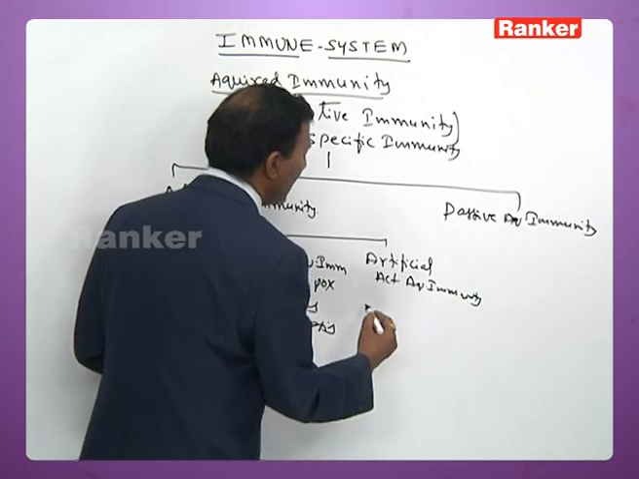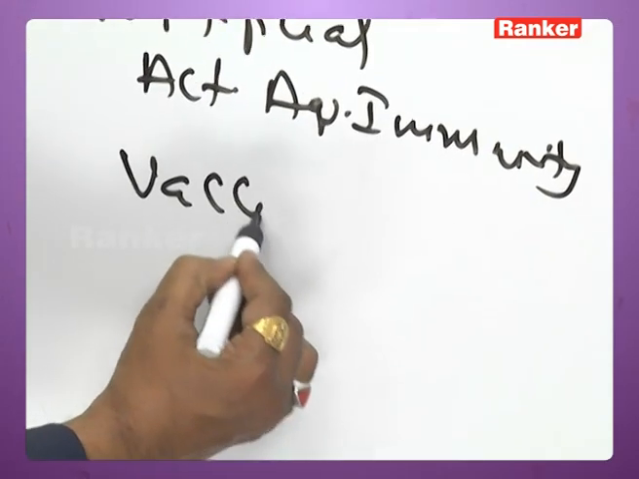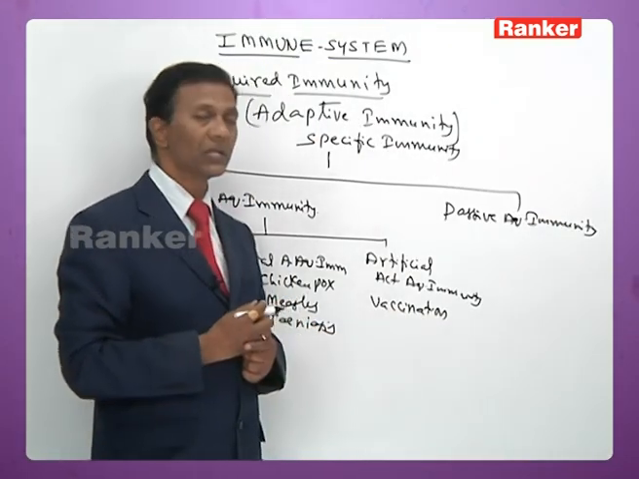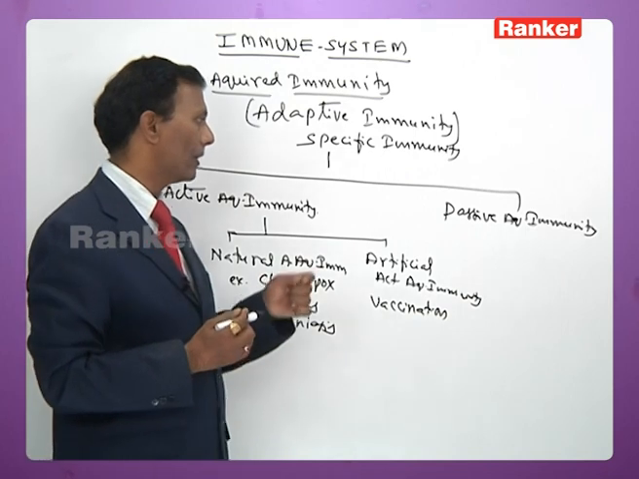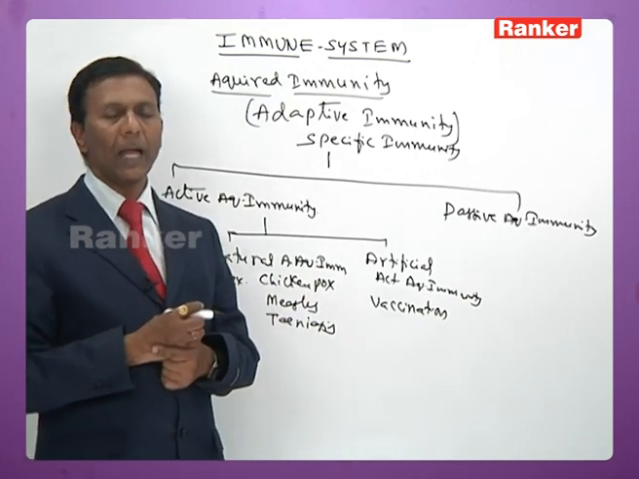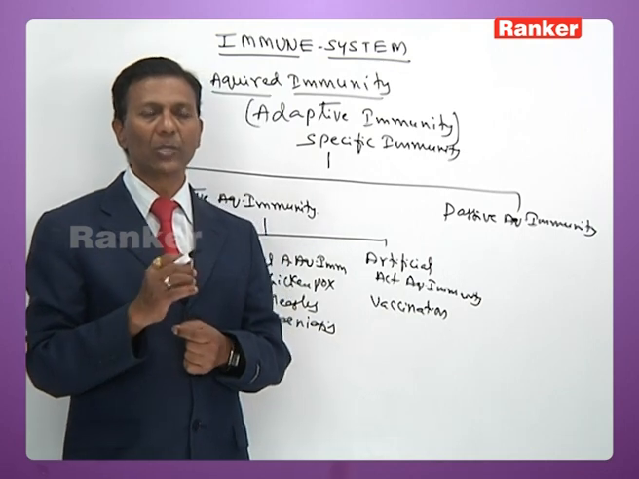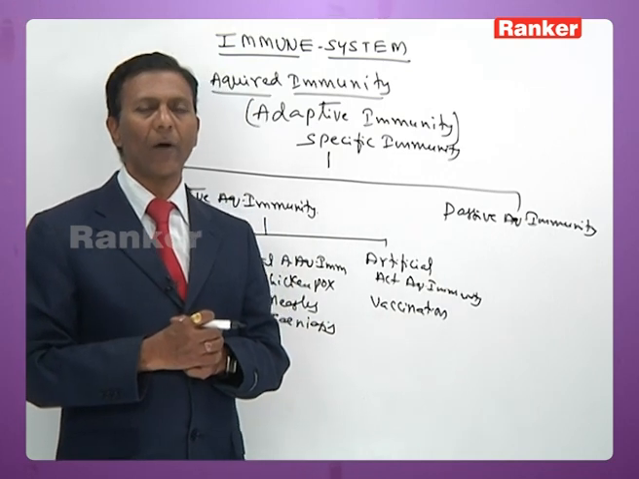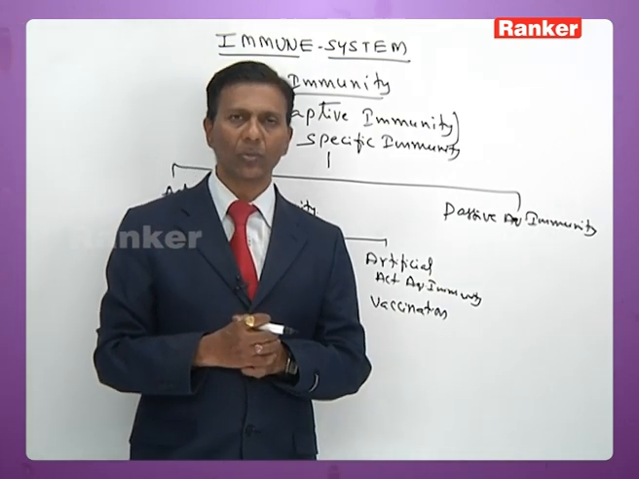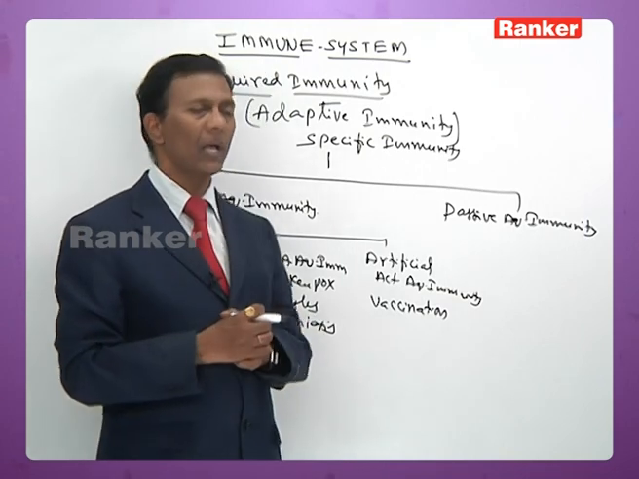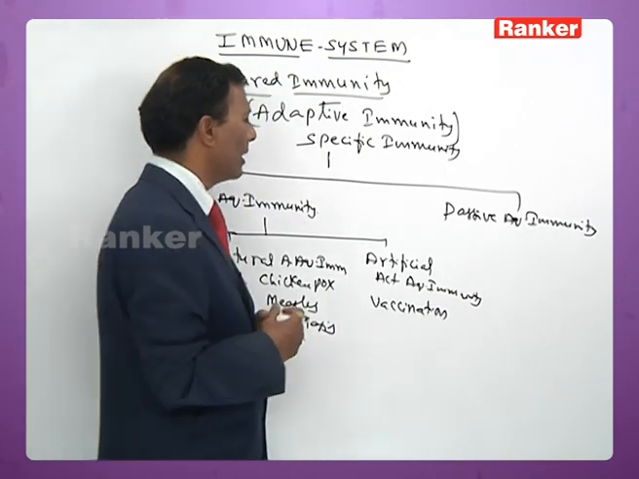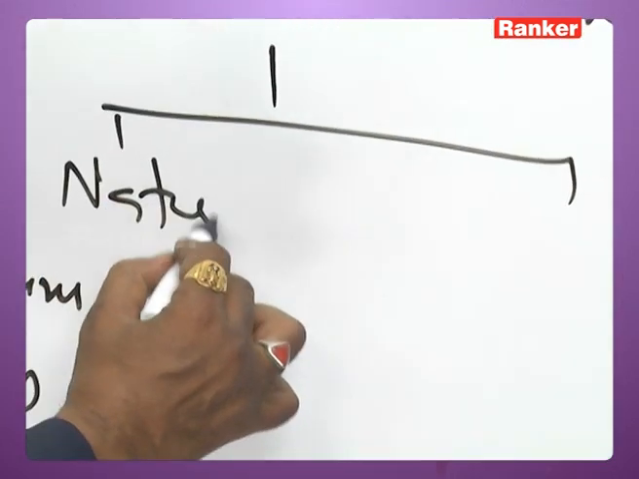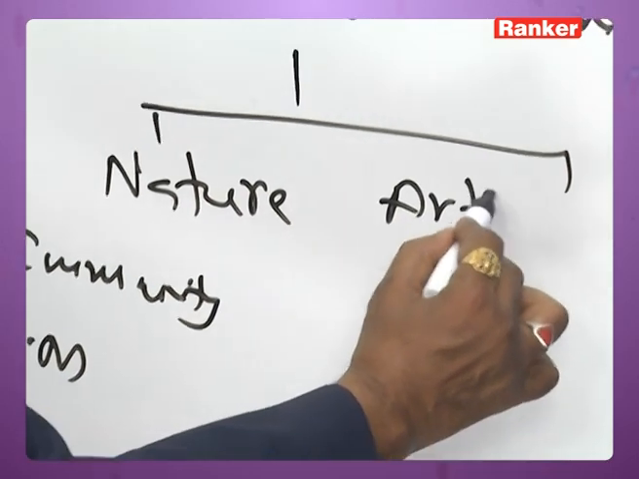Artificial active acquired immunity is due to vaccination. The immunity that develops in the human body due to vaccination is called artificial active acquired immunity. Now, in passive acquired immunity, the antibodies are prepared in one host and transferred from one host to another host. That is, there will be transfer of preformed antibodies from a sensitized host to a non-sensitized host, which is called passive acquired immunity. Passive acquired immunity is again divided into two types: natural passive acquired immunity and artificial passive acquired immunity.